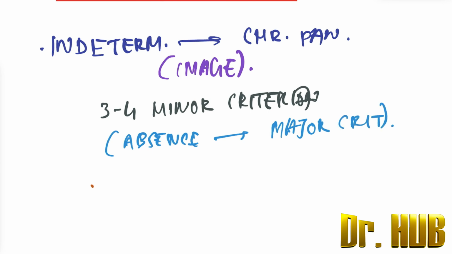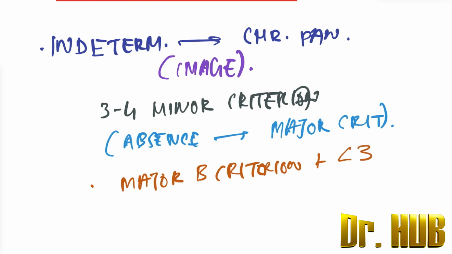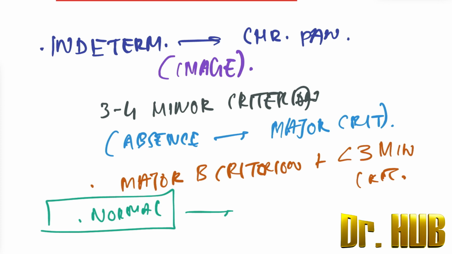Next, it includes the major B criterion plus or minus less than the minor criterion. And lastly, in terms of normal, it includes less than 3 minor criteria.